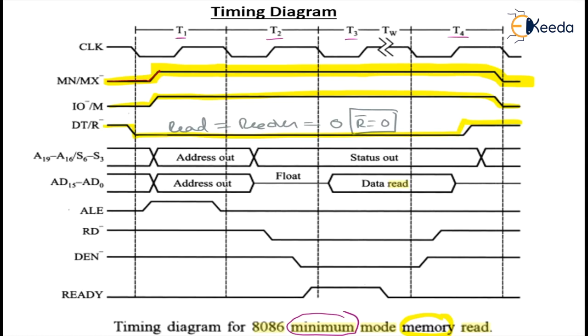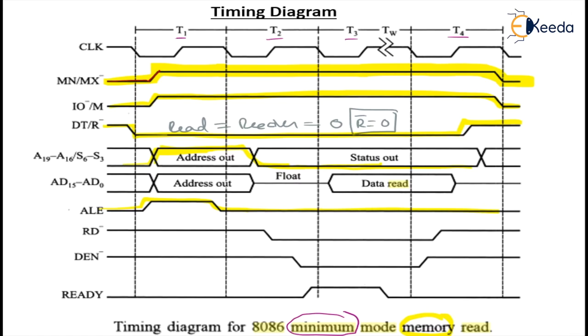In the first clock pulse, it tells about the address. From the second clock pulse, it will be 0. That means ALE: when ALE is equal to 1, at that time we are accessing the address. When it is 0, we are accessing the data.